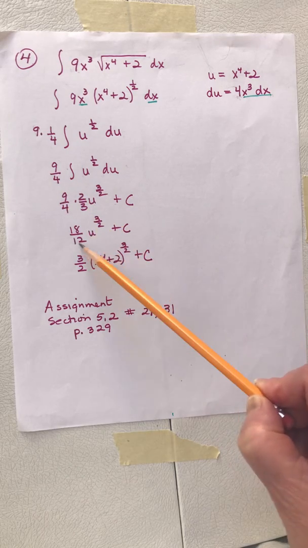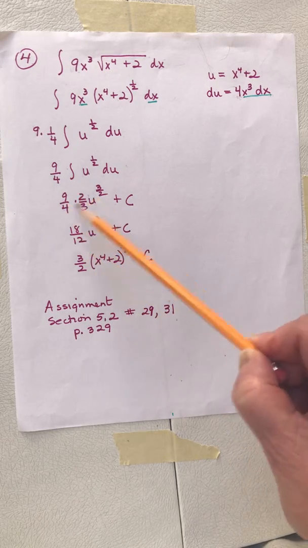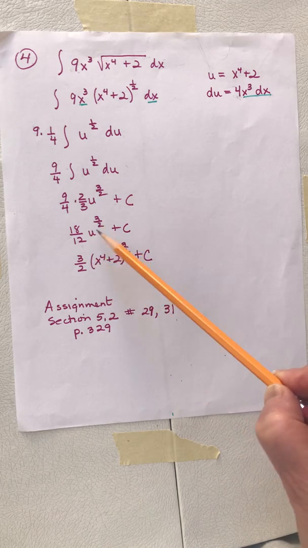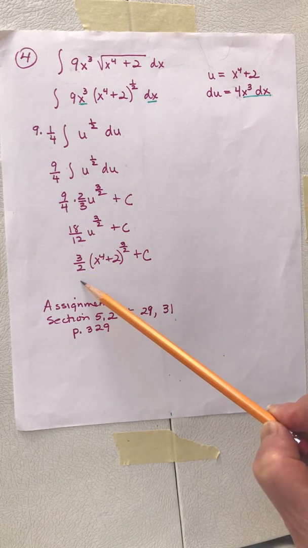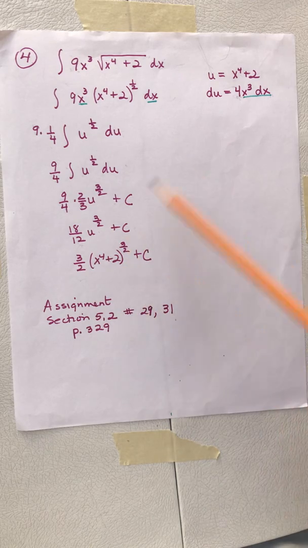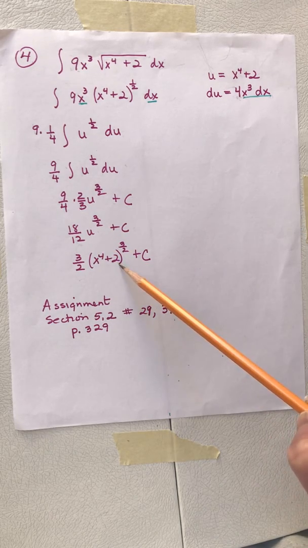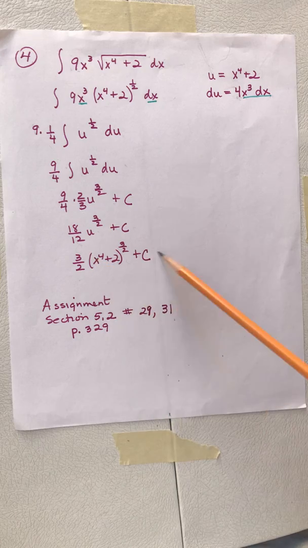So that gives me 18/12. I could have canceled. I didn't. I just did 18/12 u to the 3/2 plus c. 18/12 reduces to 3/2. And then I put the x's back in, x to the 4th plus 2 to the 3/2 plus c, and there's my answer.